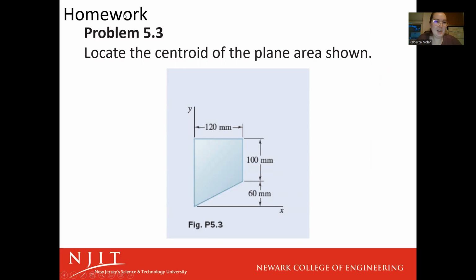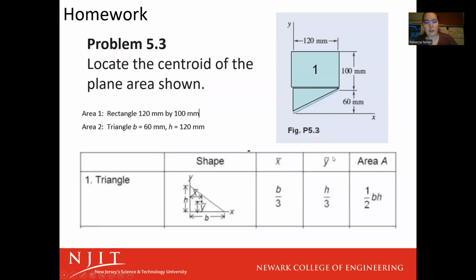Any questions? Homework problem 5.3. So this one you could either do a positive square plus a, well, it would still be a rectangle. It would just be a 120 by 100 rectangle, plus a triangle, or you could do a rectangle minus a triangle, right? There's various ways you can approach these questions. For a triangle, the centroid is going to be 1/3 into the triangle, closer to the longer edges.